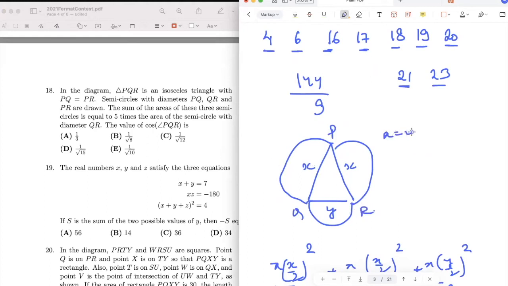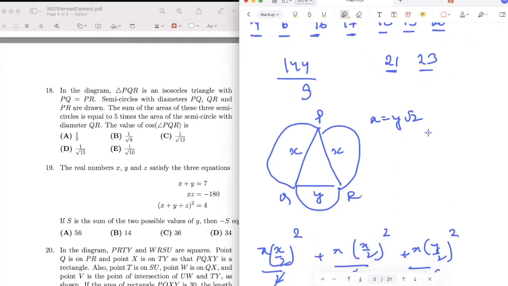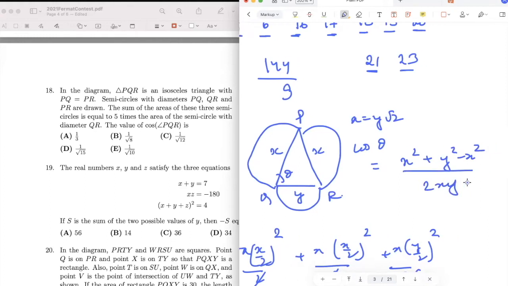So x is y root 2. Okay, now cos angle PQR. Let this be theta. So cos theta by cosine rule is (x square plus y square minus x square) plus y square minus x square over 2xy.